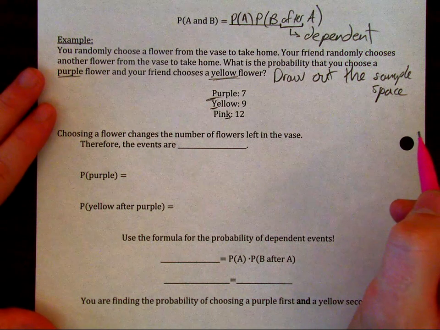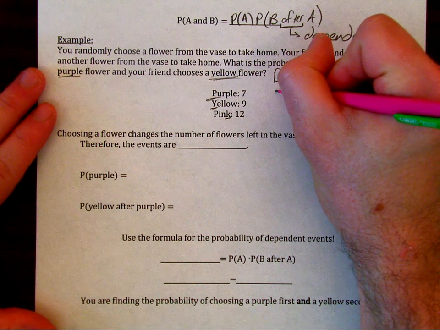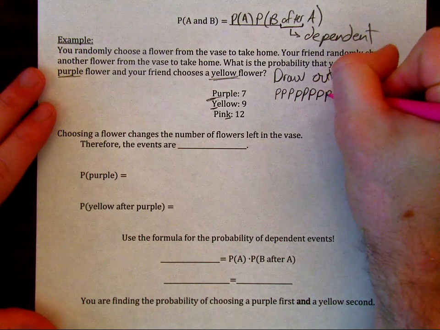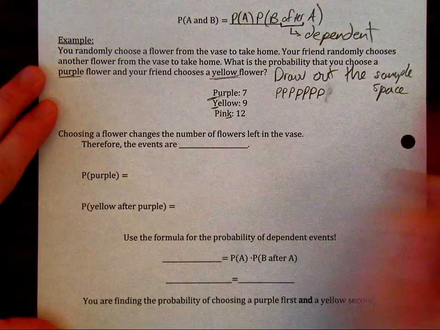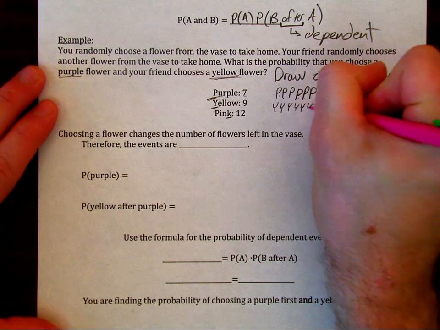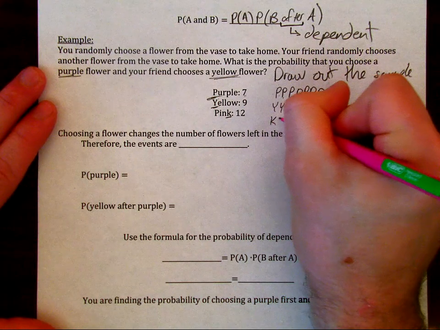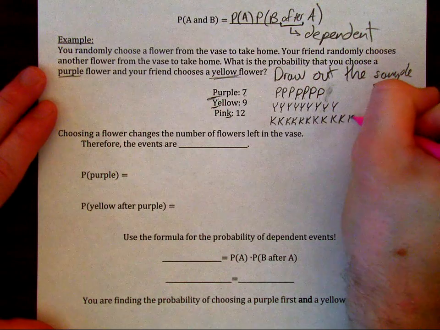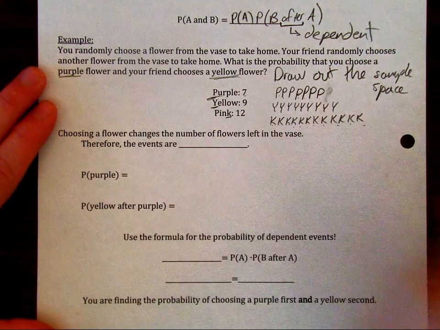So I would say, all right, I have 7. Oh, just kidding, we just have 7 purples. So 1, 2, 3, 4, 5, 6, 7. How many yellows do we have? 1, 2, 3, 4, 5, 6, 7, 8, 9. And how many pinks? Well, we got 12, so we're going to have a little bit more. We got 12. Always double check. Excellent. So again, all this is our sample space.